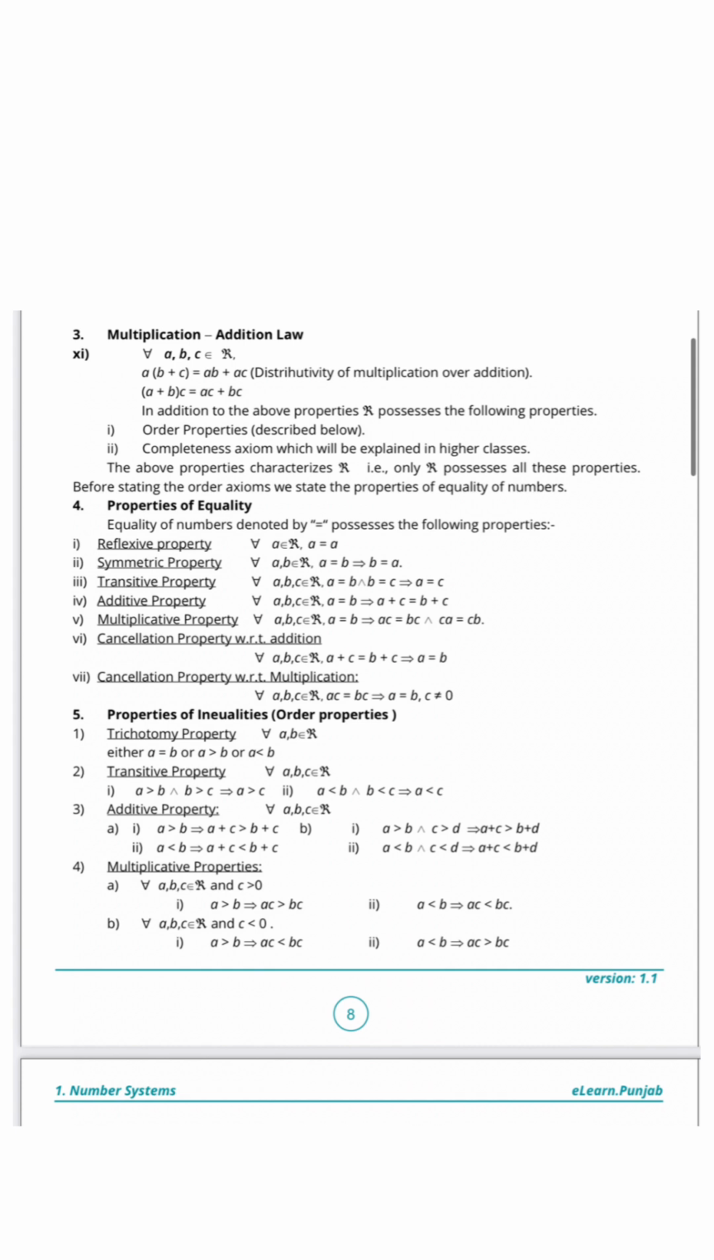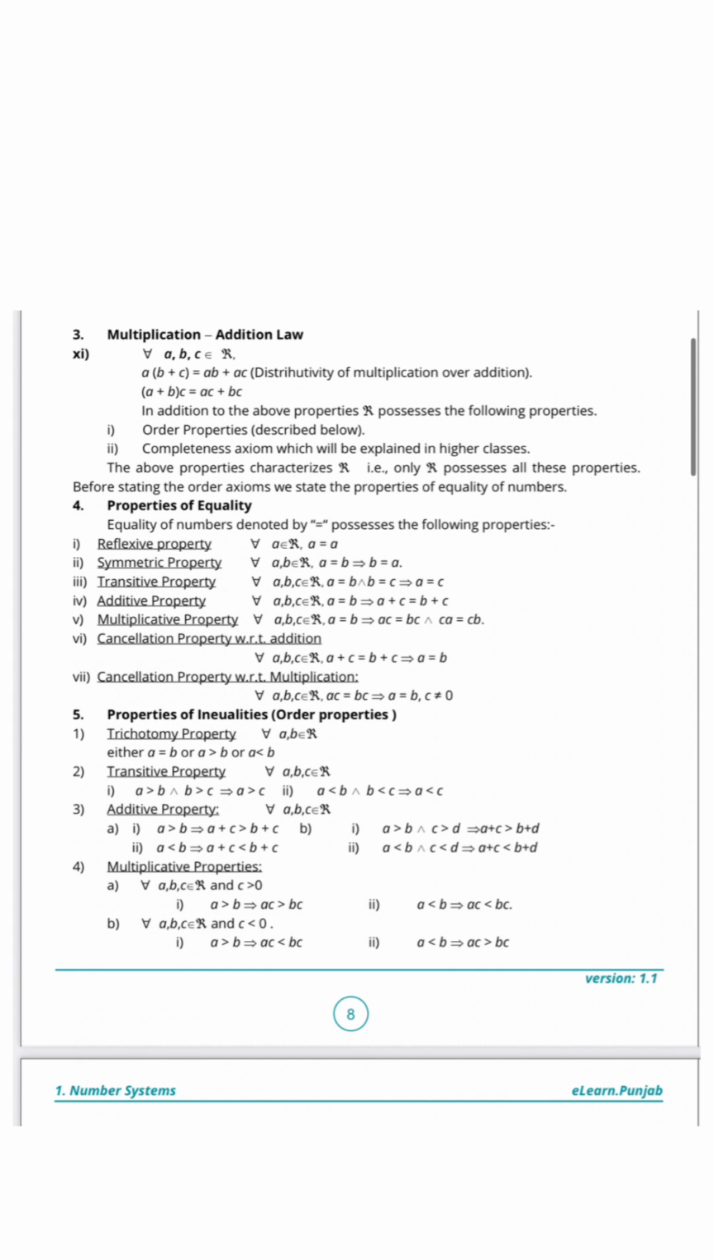For transitive, it is like a is greater than b and b is greater than c. It also implies that whatever number a is, it will also be greater than c. The second scenario is if a is less than b and b is less than c, then a will also be less than c.